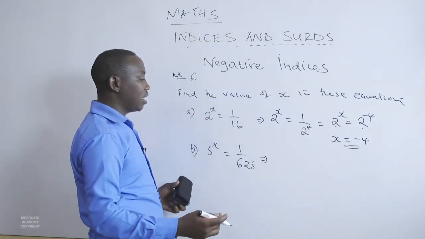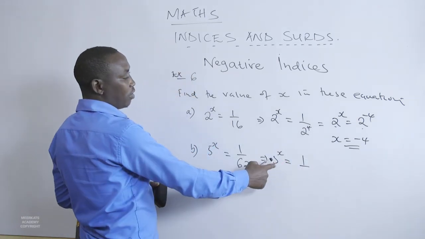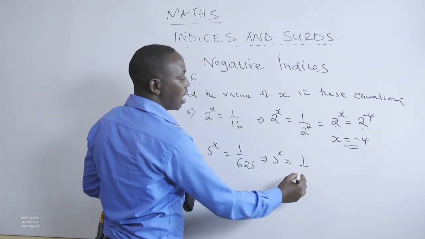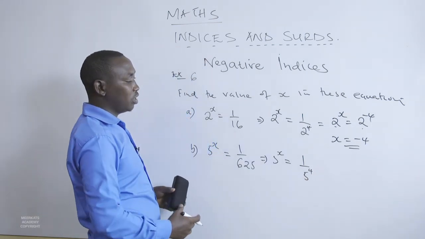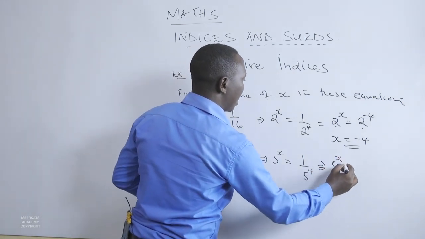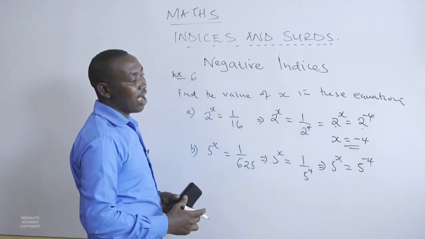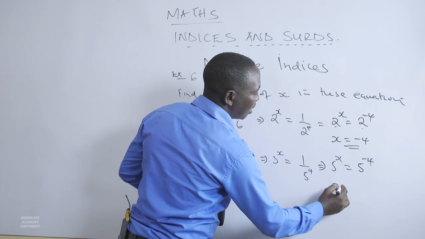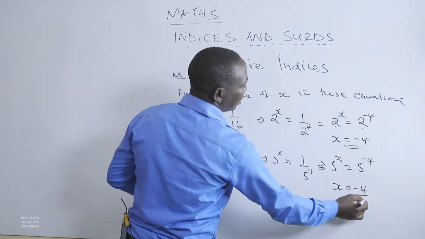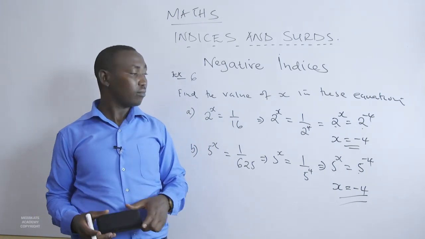For this second case, the same is going to happen. We have 5 raised to x being equal to 1 all over 625. Now because this is 5, we need to find the factors of 5 that will give us 625, and that is 4. So when you take 5 raised to 4, you will get 625. So this will be 5 raised to x is equal to, when you find the reciprocal of that, 5 raised to negative 4. And because the bases are the same, we are going to equate the powers. Then this will tell us that x will be equal to negative 4.